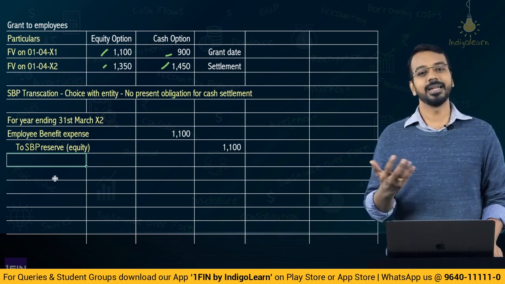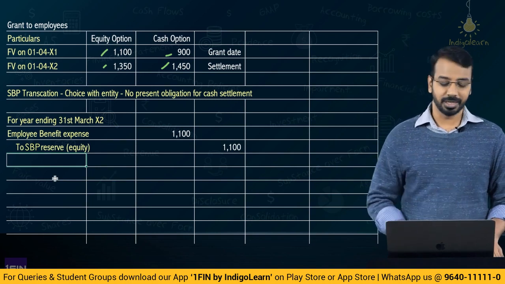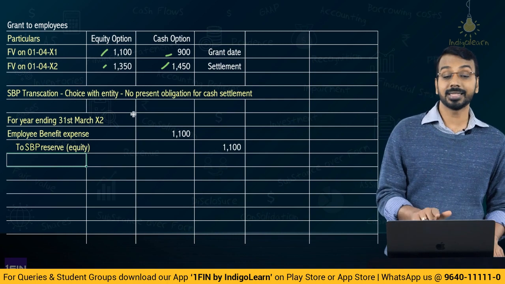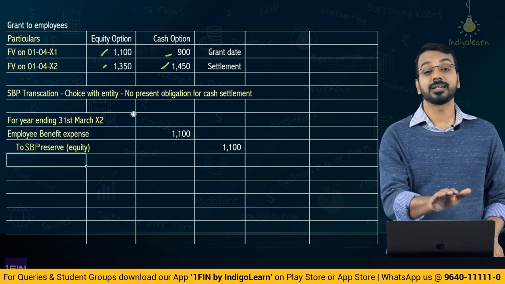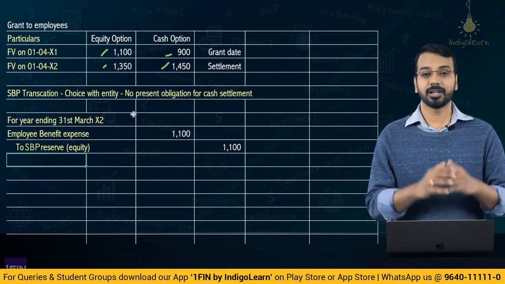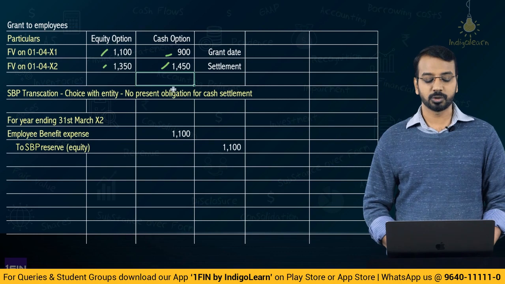On the settlement date, the entity can decide, okay, I'll give cash or I will give equity shares. Now, say for example, the entity settles the transaction as an equity settled transaction, the entity issues equity shares. Now in that case, the first thing that you have to check is whether it is the higher option or the lower option. What you need to check?